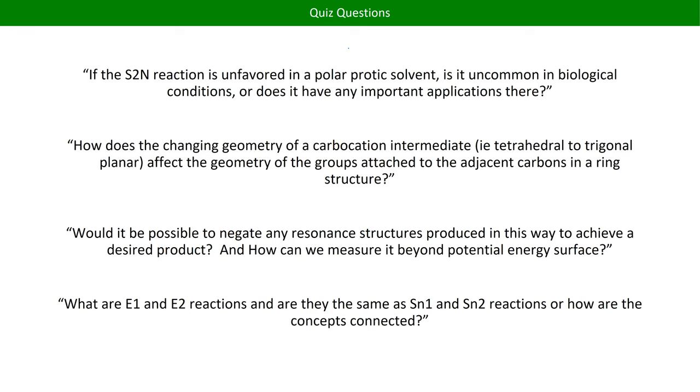How does changing the geometry of a carbocation intermediate change the geometry of the groups attached to the adjacent carbons in a ring structure? The answer is, unless there's a rearrangement, it doesn't. But you still have to think about it, so we go back to that same molecule. Let's say we were looking at that quaternary carbon that went through a rearrangement where you had the two methyls attached here.